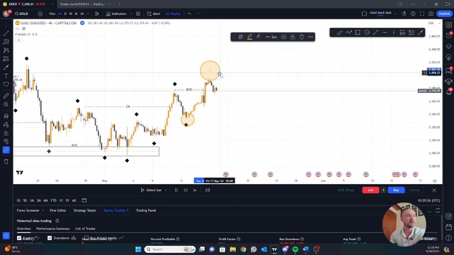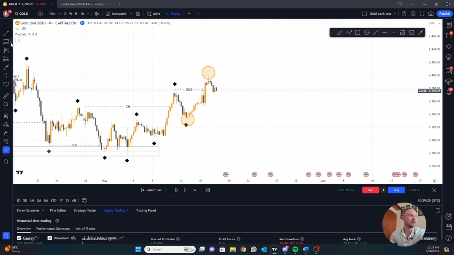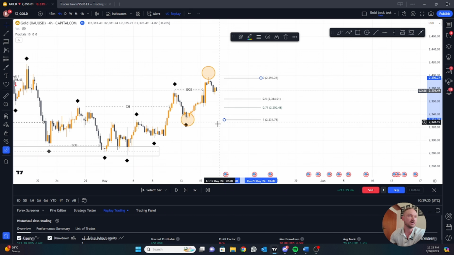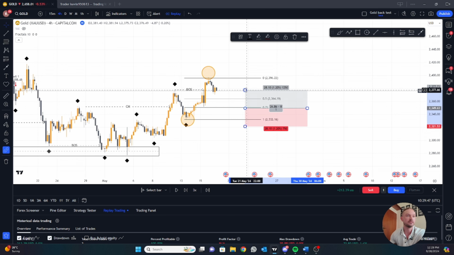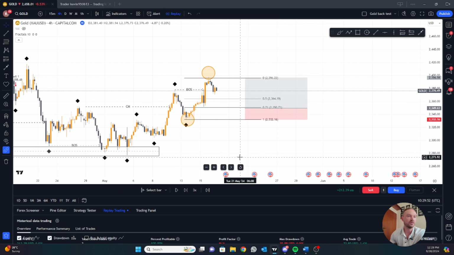Okay, so this looks like it could be a high forming here. I'm going to get my fib tool out from this low to this high. If the market pulls back to the 71%, we'll be looking for a buy again. Okay, that's our trade.